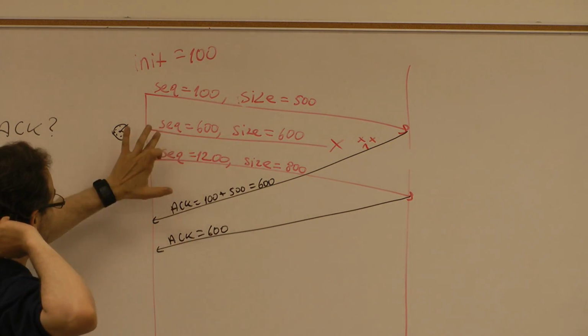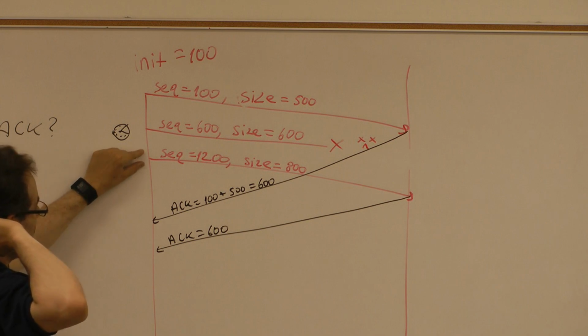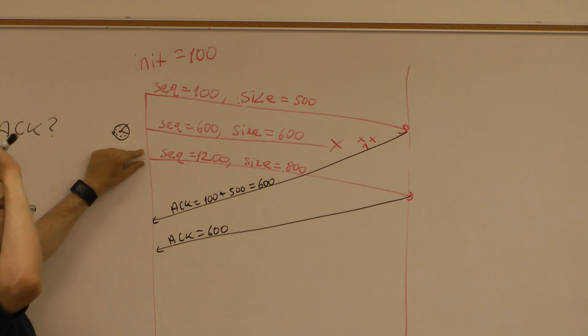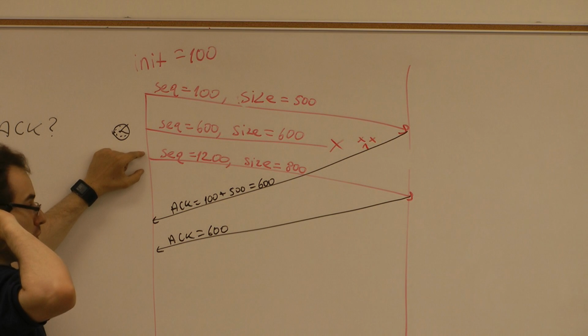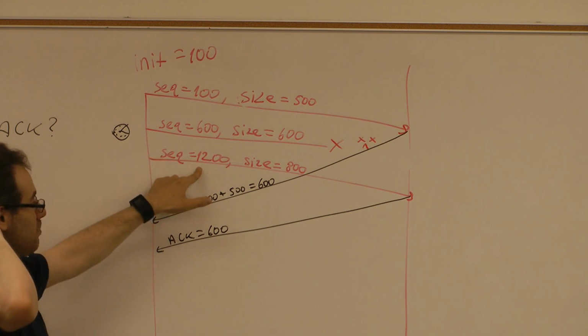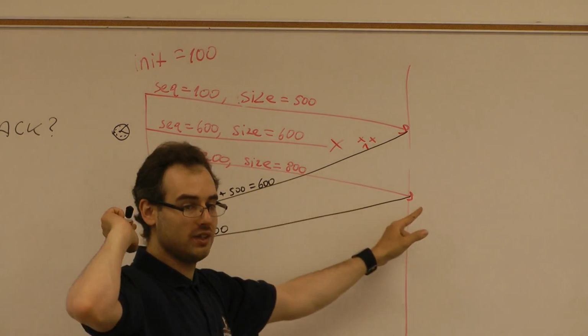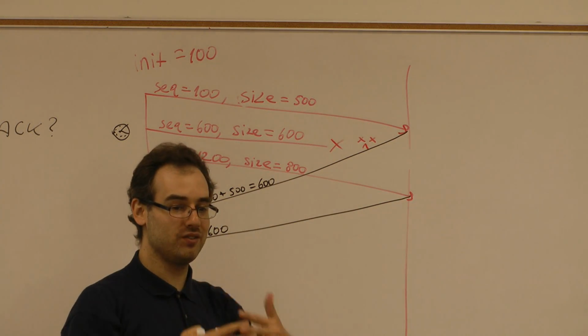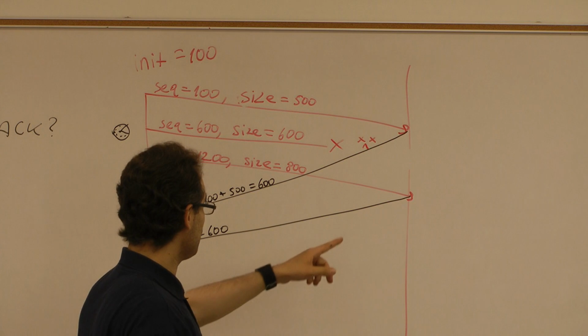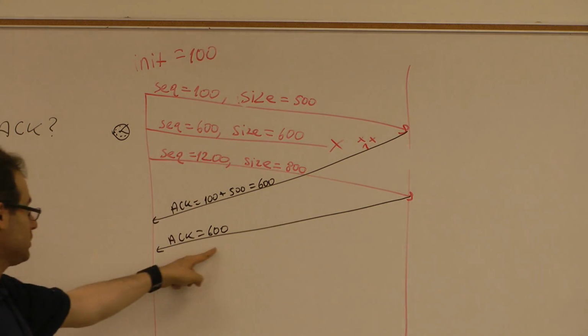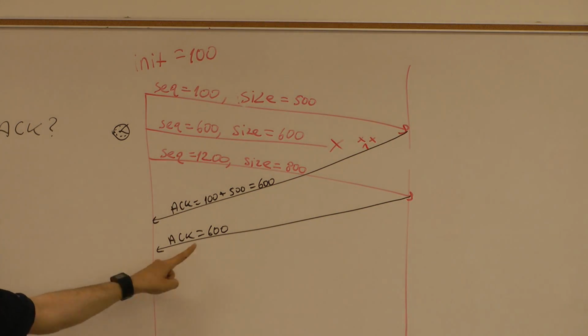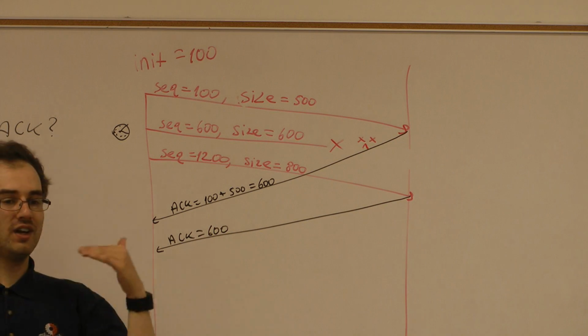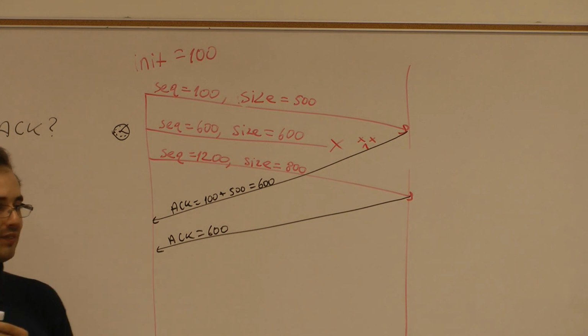Now, because the second packet got lost, the sender is now sending the third packet. The sender doesn't know this packet was lost yet. So he sends the third packet that has a sequence number of 1200. The receiver gets it. He's expecting a 600, but he's getting a 1200. So he's going to set the sender straight by saying, nope, I want a 600. Make sense?